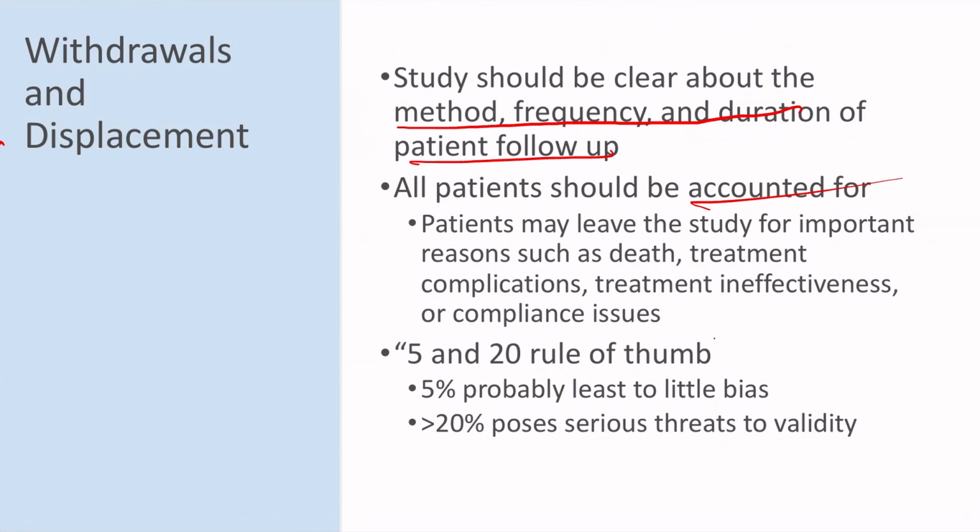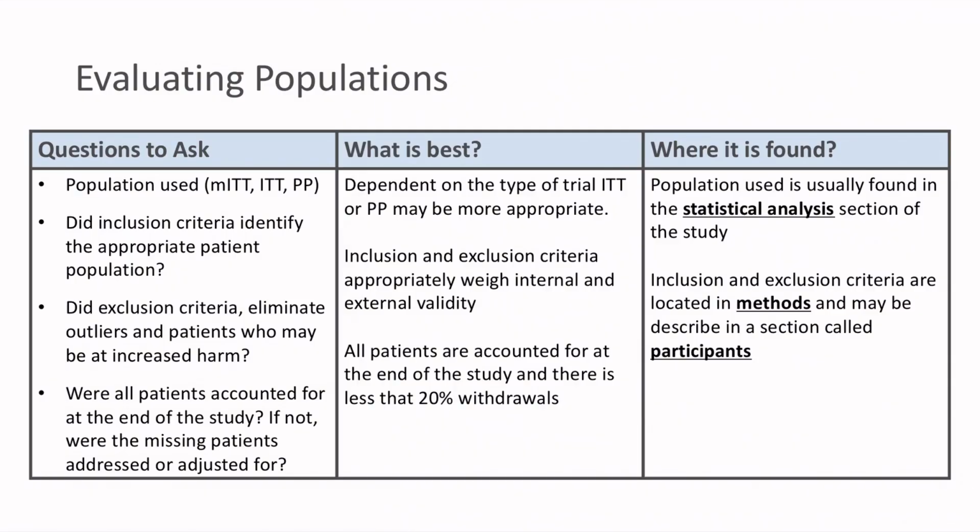There is what's called the 5 and 20 rule of thumb. That means that if there is a 5% dropout rate, it's probable that there's the least amount of bias. If it's greater than 20%, so if your dropout rate's greater than 20%, there's probably serious threats to the validity, meaning that not a lot of patients actually took this drug, so there must be something else going on there. Again, keep these in mind as you're looking through trials.